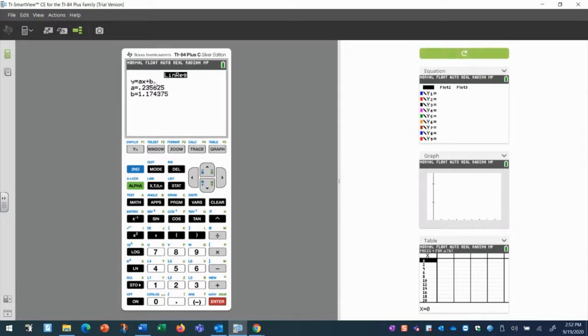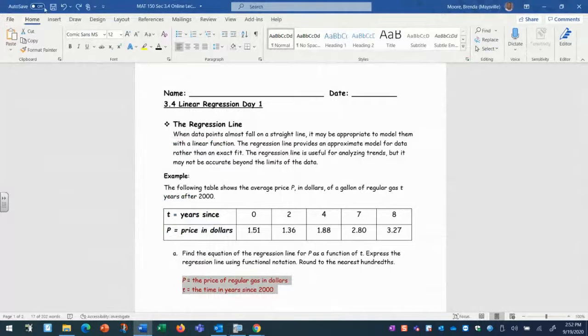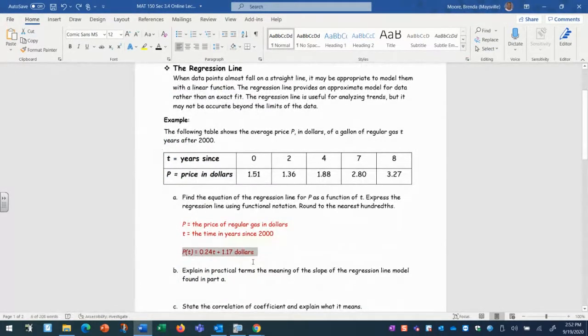Y equals mx plus b. Their a and m are the same. And this is my linear equation right here. So let me go ahead and type this in, round to 2 decimal places. And when I write it in, I don't forget my units. Now I put P of T because it said to put it in functional notation.